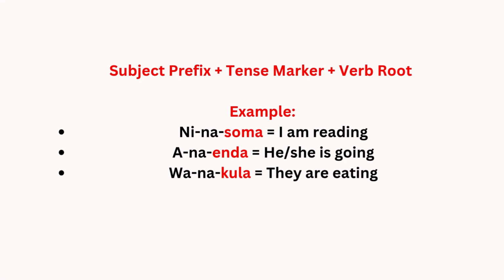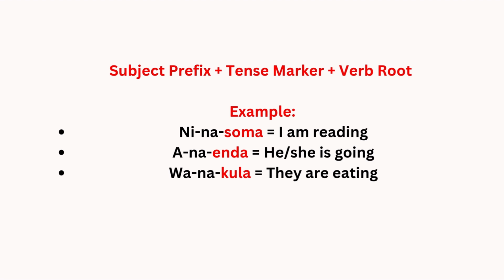So an example is ninasoma. Ninasoma is I am reading. Now, the very first part is the subject prefix, which shows the first person. Ni, mimi, like I.